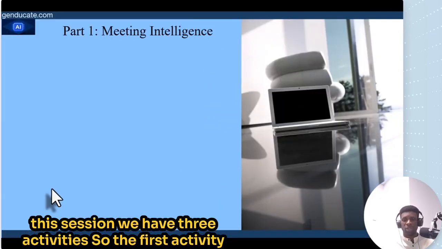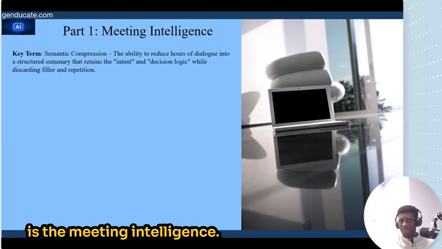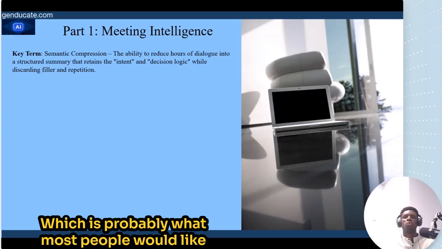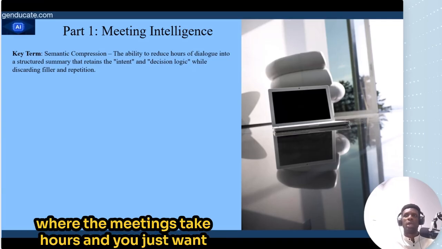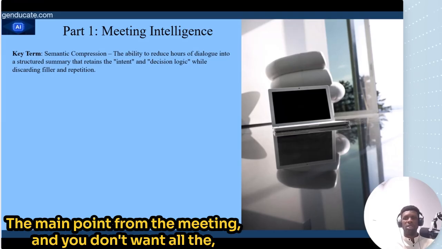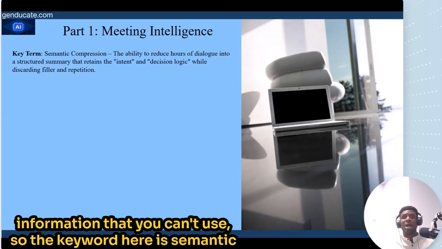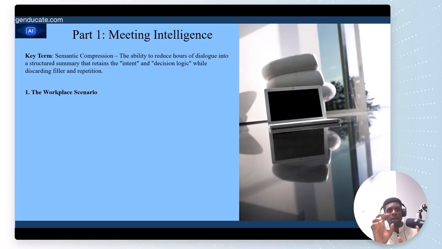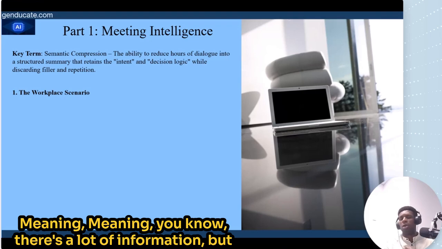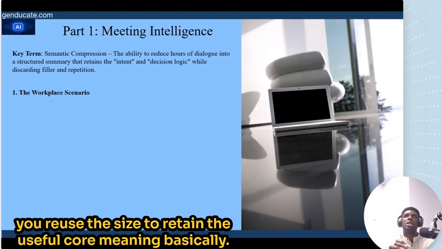We have three activities. The first activity is meeting intelligence, which is probably what most people would like most from this session, because you would have been involved in several meetings that take hours, and you just want the main point from the meeting and not all the information that you can't use. The keyword here is semantic compression that we've talked about before. It is reducing the size of information to retain the core meaning. There's a lot of information, but you reduce the size to retain the useful core meaning.